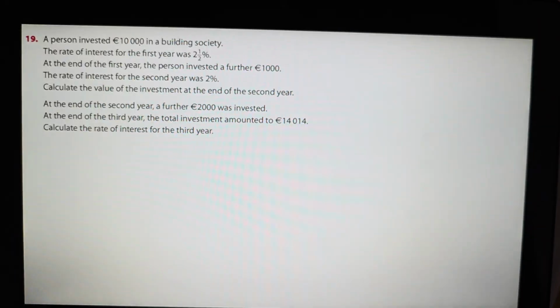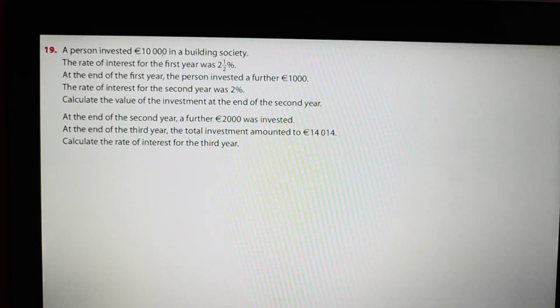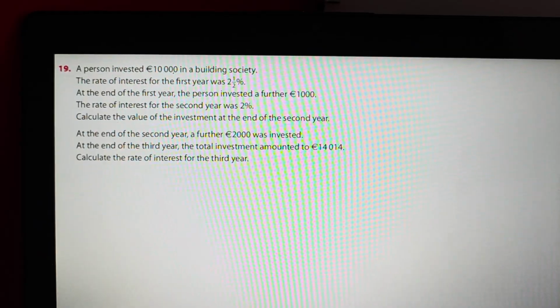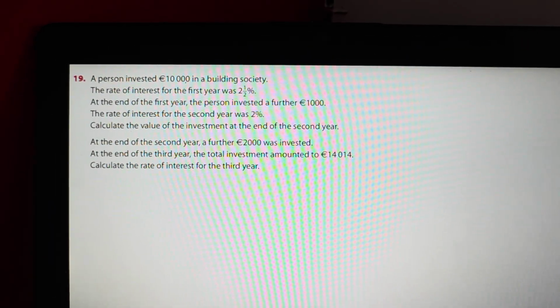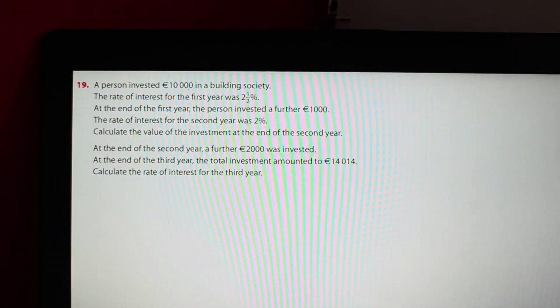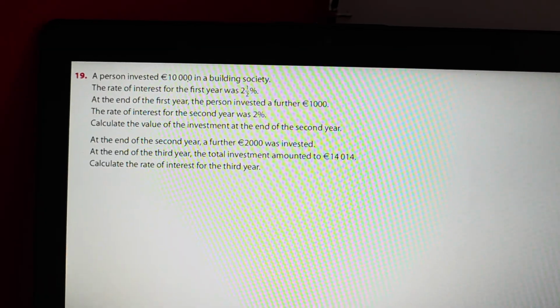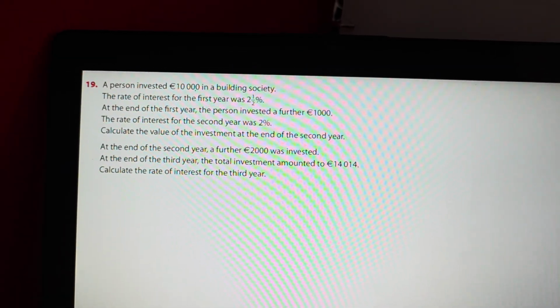Okay? Question 19. A person invested 10 grand in a building society. The rate for the first year was 2.5%. At the end of the first year, they invested more money, €1,000. The rate for the interest for the second year was 2%.